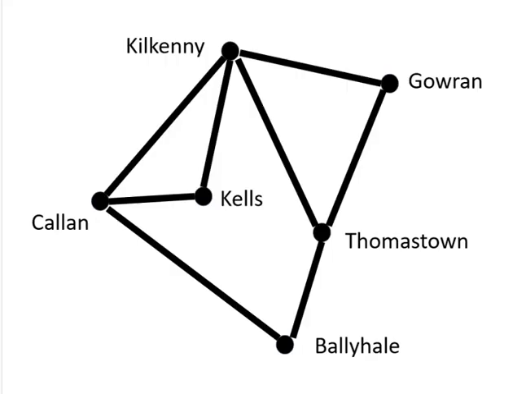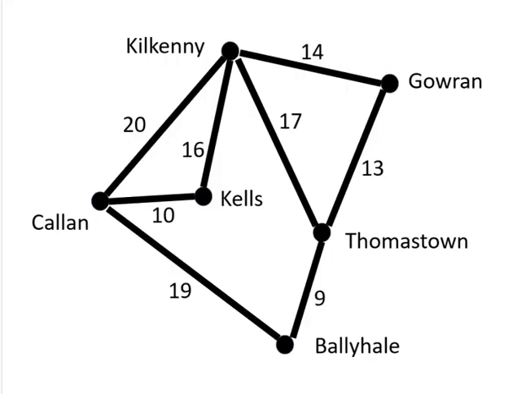So here we can say that we can go from Kilkenny to Callan or Kells or Thomastown or Gowran. If I want to go to Ballyhale, I can't go directly from Kilkenny to Ballyhale. I have to go via either Callan or Thomastown, or make it more complicated and go via Kells and Callan, or Gowran and Thomastown down to Ballyhale. So let's put in some distances.